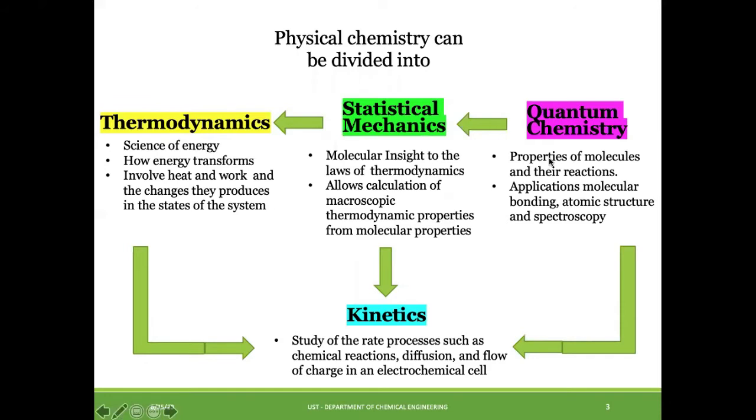Quantum, if you will be taking physical chemistry at a higher level, refers to the properties of molecules and their applications: molecular bonding, atomic structure, and spectroscopy. Later on, kinetics involves the study of rate processes such as chemical reactions, diffusion, and flow of charge in an electrochemical cell.